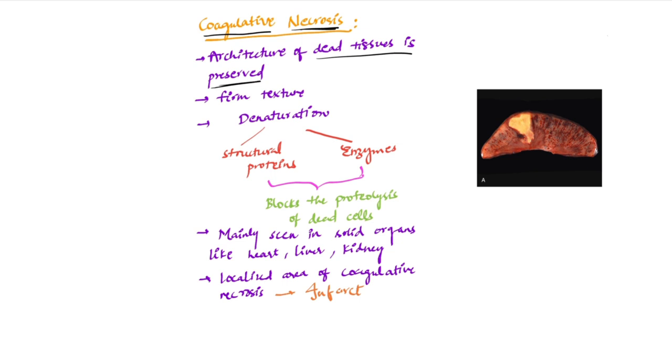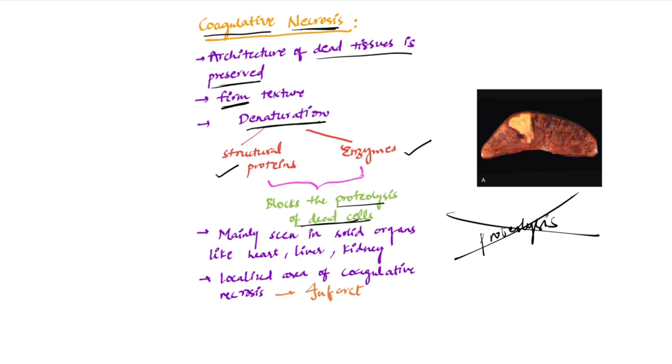Okay, they are not irregular and also they exhibit firm texture. And you can see denaturation. Denaturation of what? The structural proteins and the enzymes. So what happens when there is denaturation in structural proteins and enzymes? This leads to the blockage of the proteolysis of the dead cells. It will block the proteolysis. So there will not be any proteolysis in the dead cells.